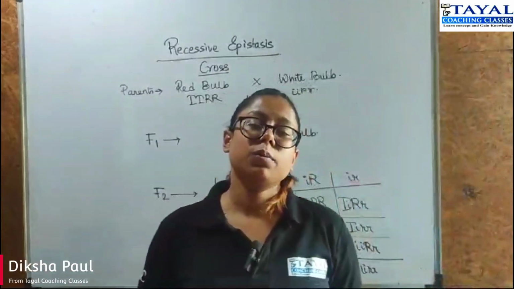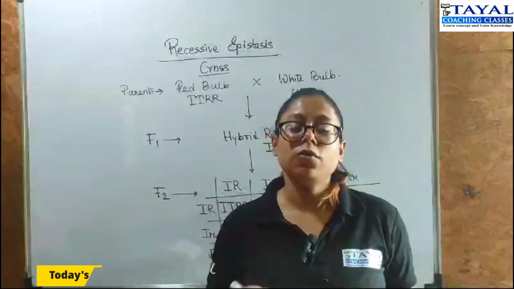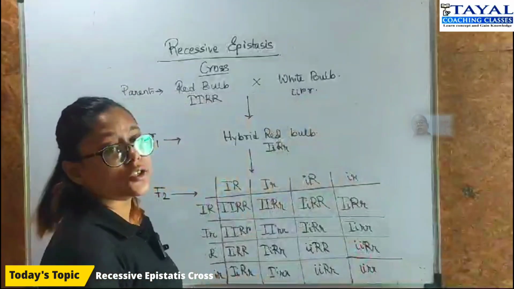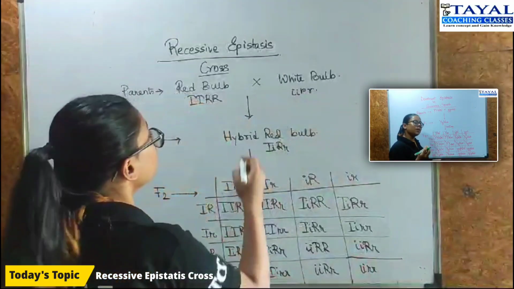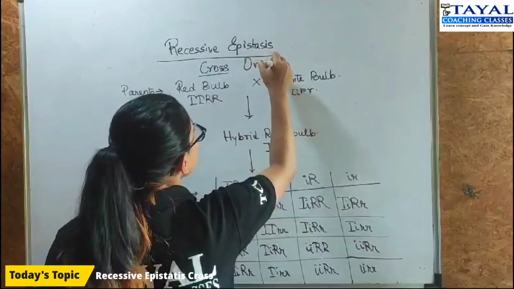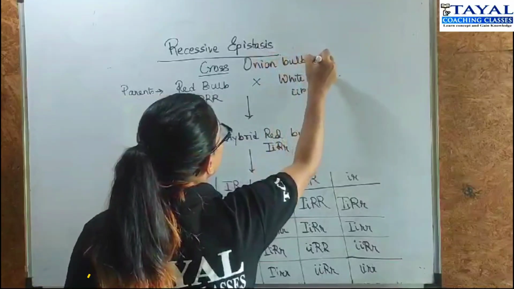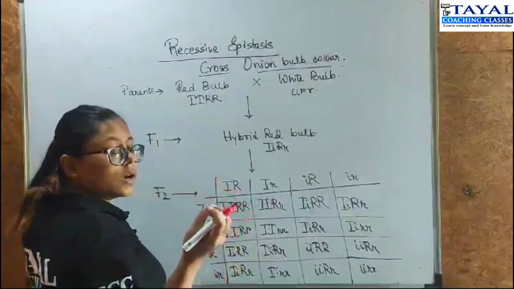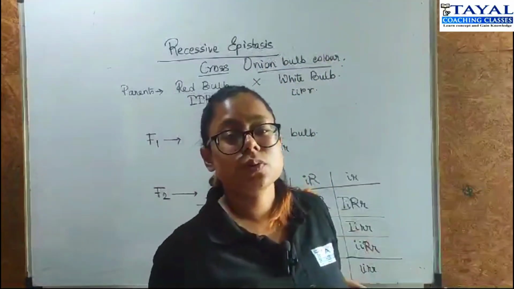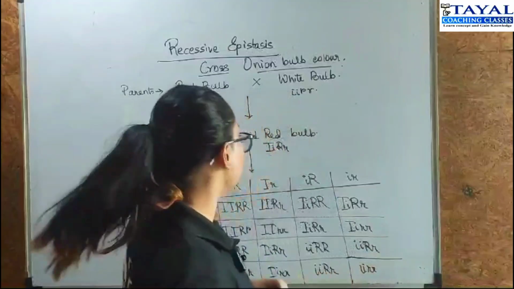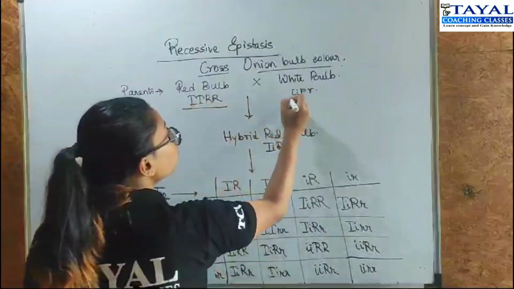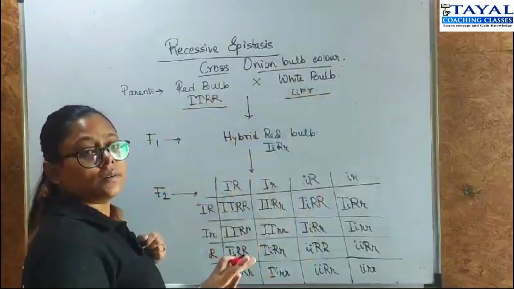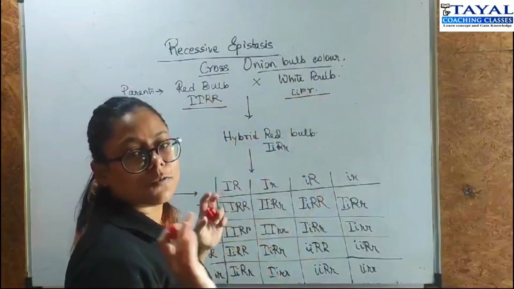Hi guys, so today we will be doing the cross of recessive epistasis. As we have taken the example of the onion bulb, we will be doing it with the same example in this case. According to the same principles with which we do genetic dihybrid crosses, we will take a homozygous dominant and a homozygous recessive for the parents, right?